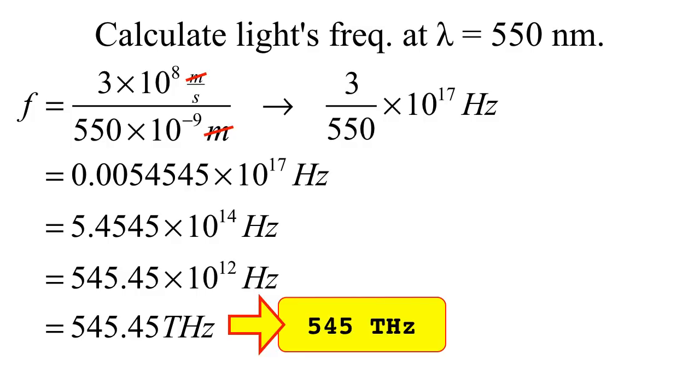Whatever the numbers are, get your numbers squared away, and then move the decimal place to where you want. For every decimal point you move it, dip that power of 10 by 1. So the negative 9 can change, but the 3 times 10 to the 8 will stay the same. 3 times 10 to the 8 is always the numerator for light.